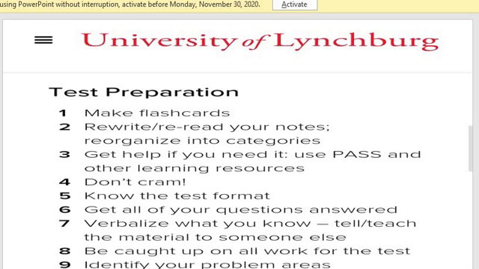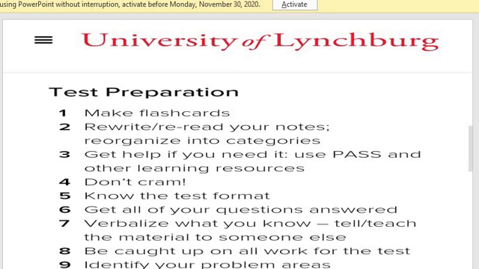Next is test preparation. That is very important. Let's see, and very important that how to prepare yourself for tests and how to prepare yourself for tasks. That is very important. So these are the things that help you prepare yourself for the test. Make flashcards. Flashcards is a very important thing that helps you prepare yourself for the test.